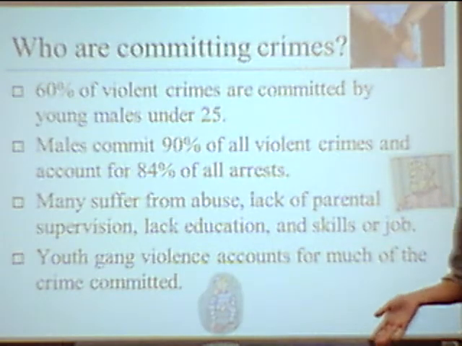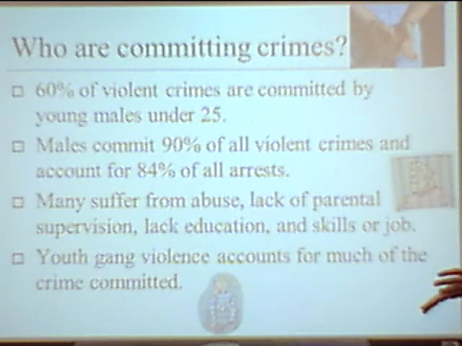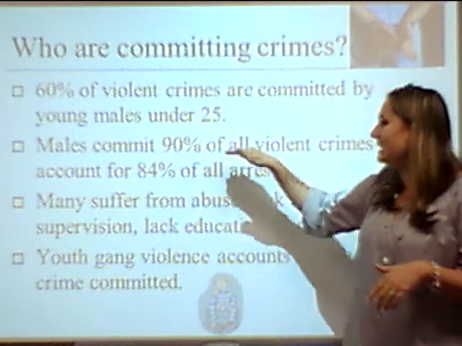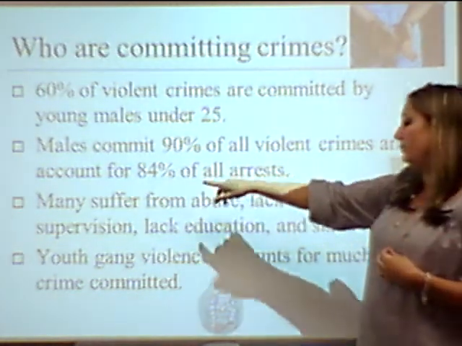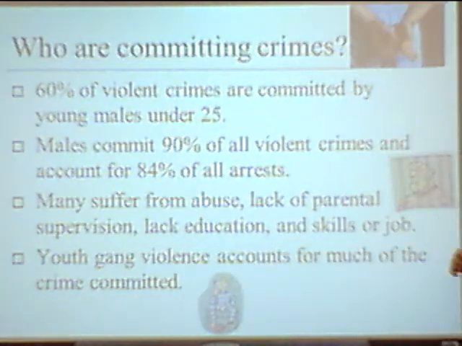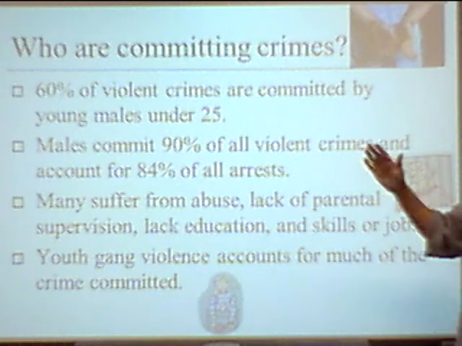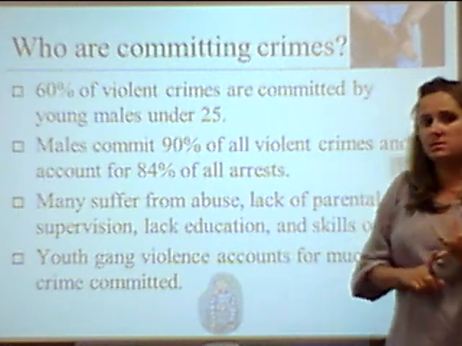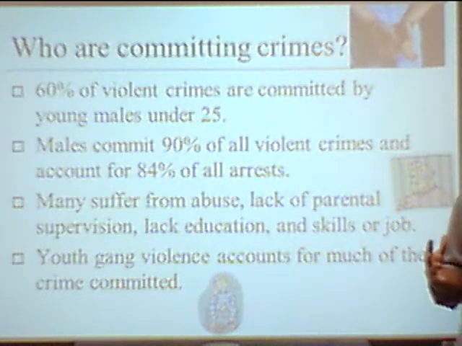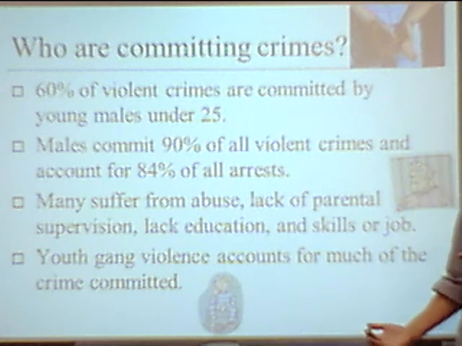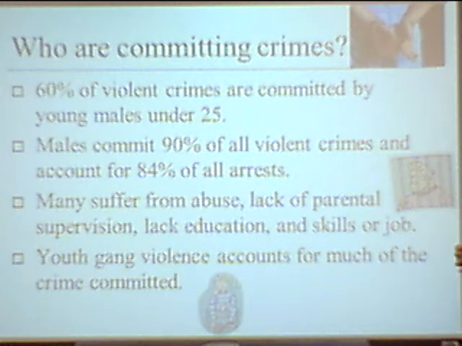So who is committing these crimes? You might find some of these statistics a little interesting. 60% of all violent crimes are actually committed by males under the age of 25. And males commit about 90% of all violent crimes. Of the people in jail, 84% are of the male gender. Many males suffer from abuse, lack of parental supervision, lack of education, and job skills, and those are the reasons why they turn to crime. So those are the areas that they lack, and they usually see no other opportunity than turning to crime.